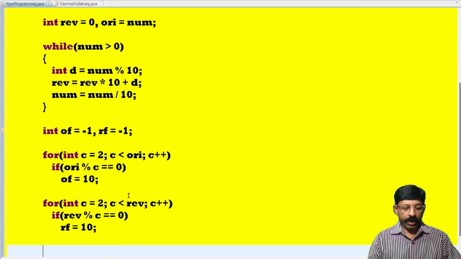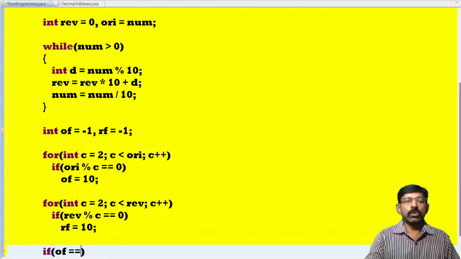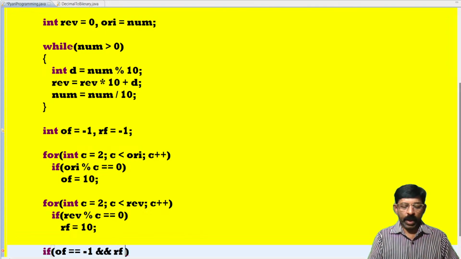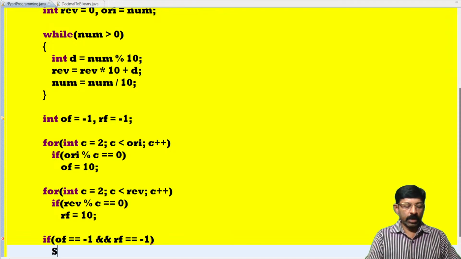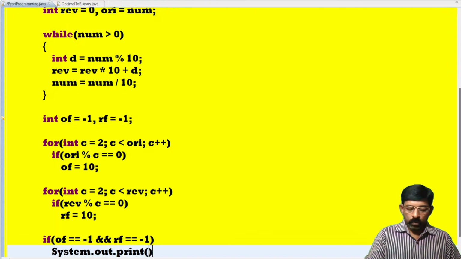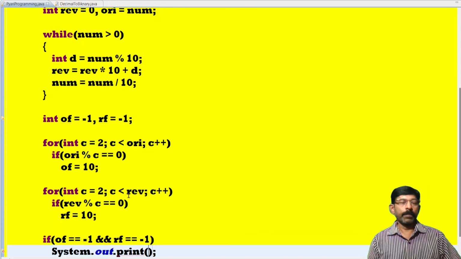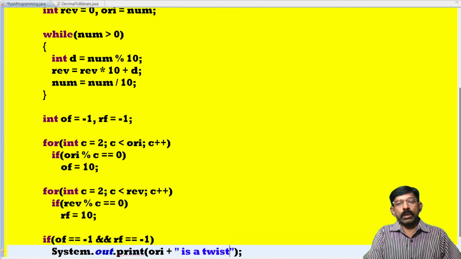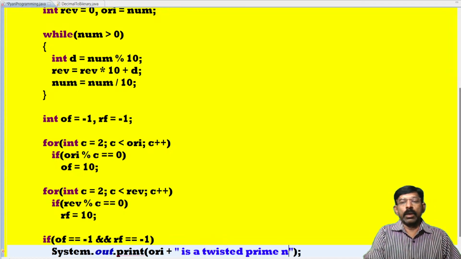After this, I will check if original flag is equal to -1 and reverse flag is equal to -1. If both are -1, I will display with System.out.print which one is a prime number: ori is a twisted prime number.